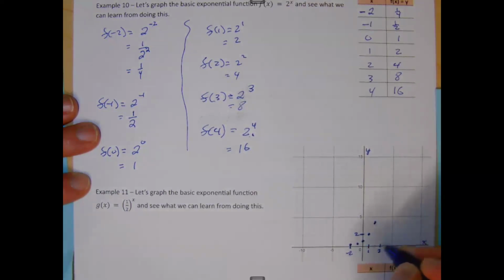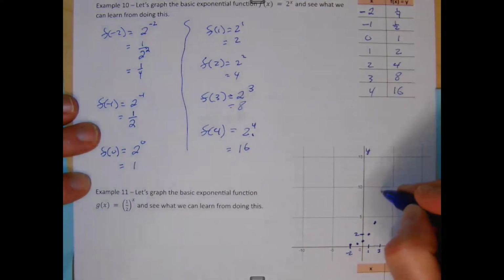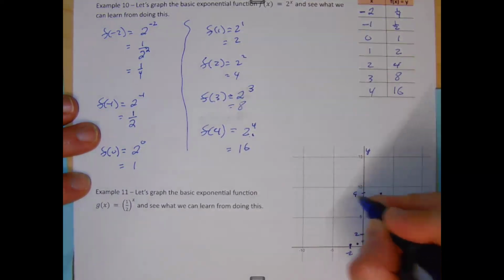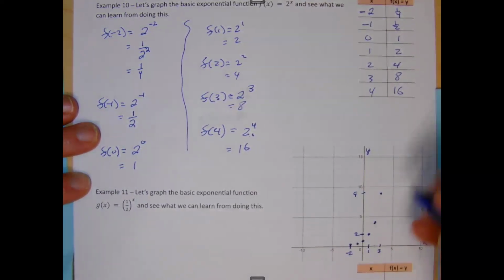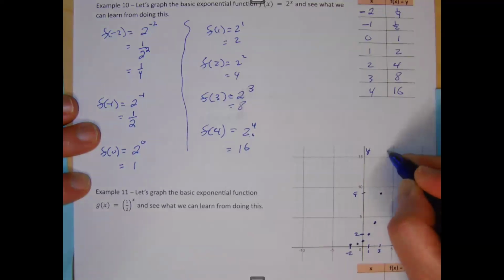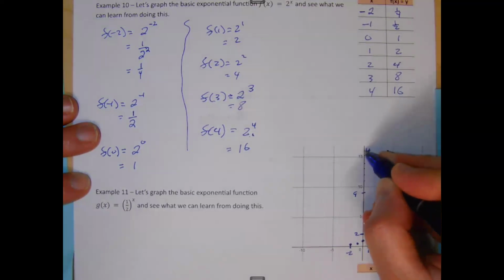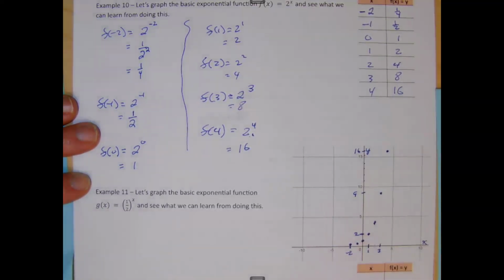At 3, yep, just got to make sure I get to 9. If I only have 4, I'll get to 16. Right, so it's got 10, 11, 12, 13, 14, 15. Yeah, it's just broken up by ones, just verifying. And there's my exponential function.